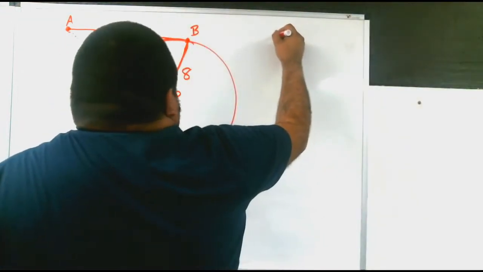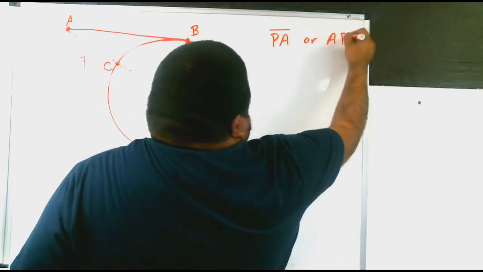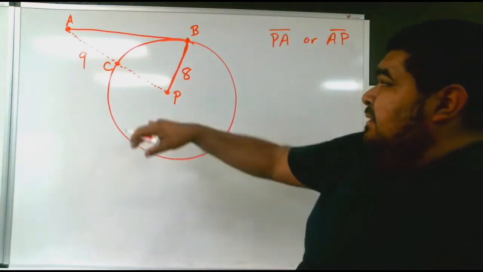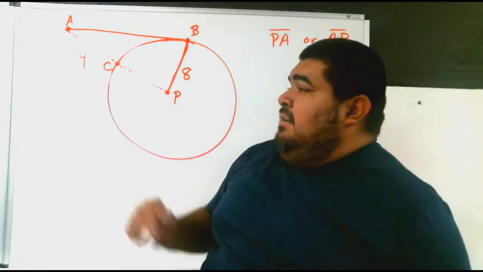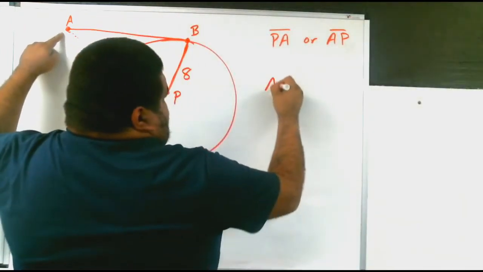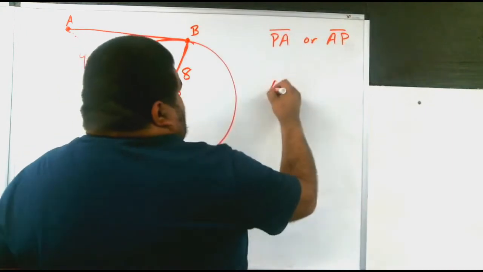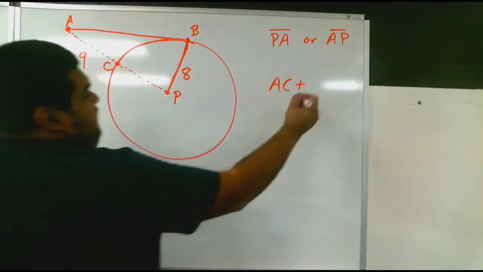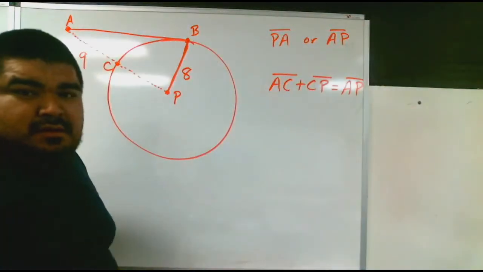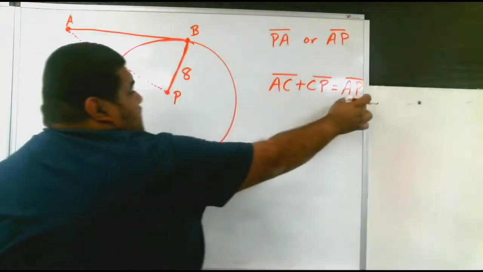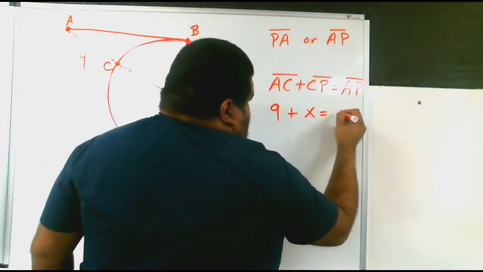So distance from P to A, or A to P, doesn't really matter, either one works. Notice that it already gives us what AC is, which is 9. So we can say that AC plus CP equals AP. Since we're looking for AP, we know that AC equals 9, so we can say 9 plus something equals AP.